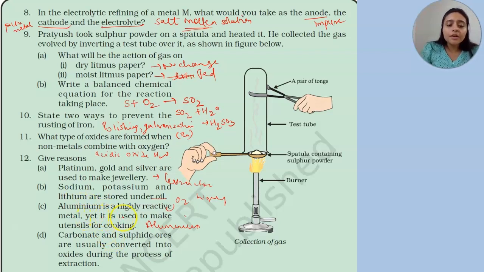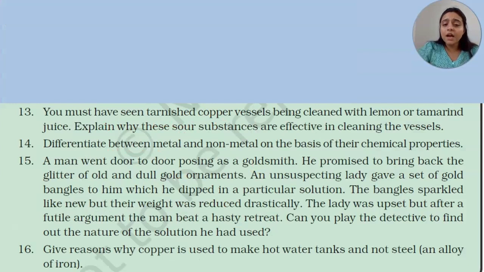Carbonate and sulfide ores are usually converted into oxides during the process of extraction because I've already told you it is easier to extract the metal from its metal oxides than from its sulfides or carbonates. So that is why all these metal sulfides and carbonates are first converted and form metal oxides. You must have seen tarnished copper vessels being cleaned with lemon and turmeric. These acids can help in dissolving that coating and making the metal clean. Differentiate between metal and non-metal on the basis of the chemical properties. We have already learned about this in the content.